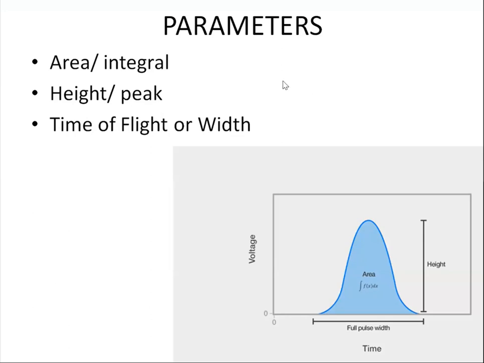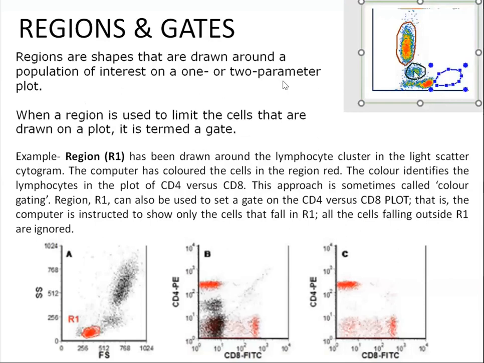Now coming to a very important area, which is called a gate. Flow cytometry is synonymous with gating. But what is this gate? What are regions? We'll see now. Any doubts with what we discussed till now? Super, crystal clear. Now let's go with regions and gates.